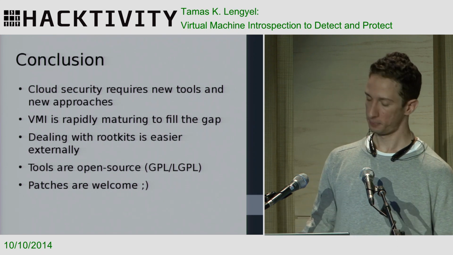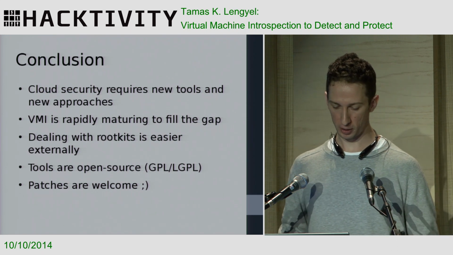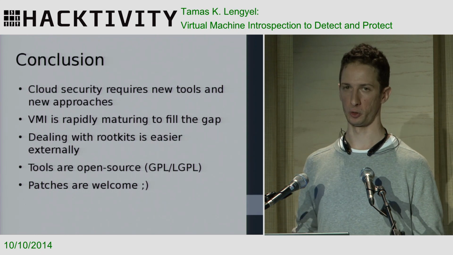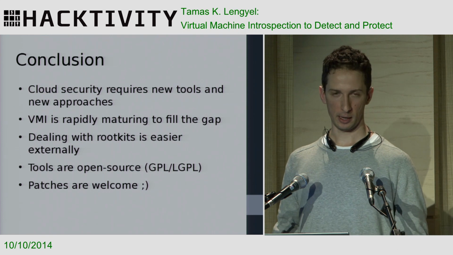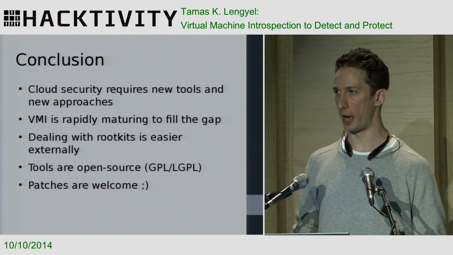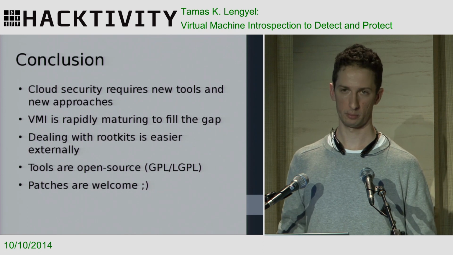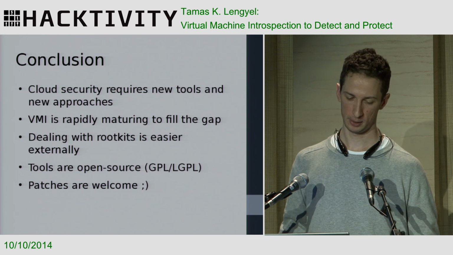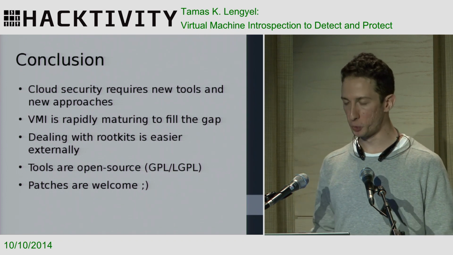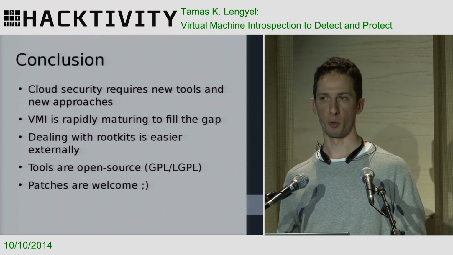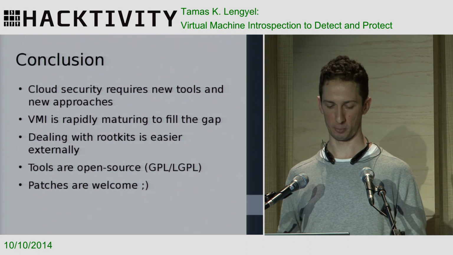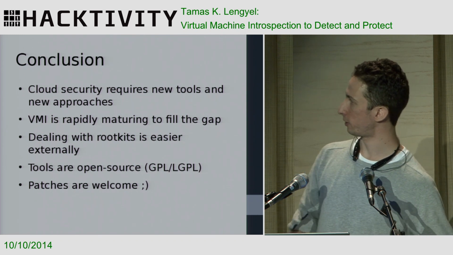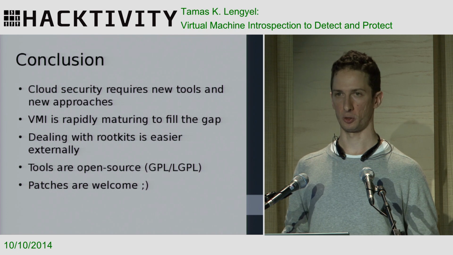So in conclusion, what cloud security really requires are new tools and new approaches to think about how you want to secure those systems in the cloud. And virtual machine introspection is no doubt one of the most important new tools that's coming, and it's maturing really rapidly to fill that gap. As you can see, dealing with rootkits is a lot easier when you have your security component outside from the domain that you're trying to protect. Many of the tools are open source, mostly GPL and LGPL, and patches are always welcome.